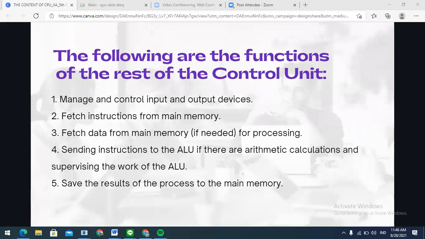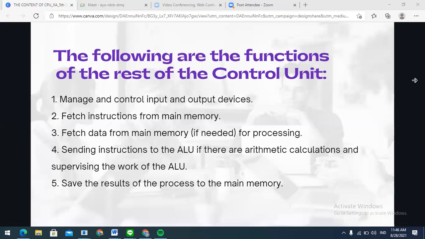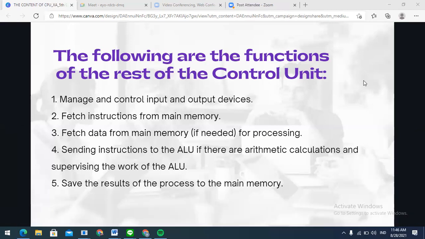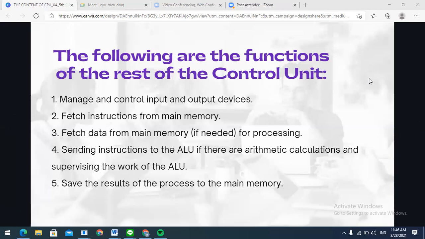The following are the functions of the control unit. 1. Manage and control input and output devices. 2. Fetch instructions from main memory. 3. Fetch data from main memory if needed for processing. 4. Send instructions to the ALU if there are arithmetic calculations, and supervise the work of the ALU. 5. Save the results of the process to the main memory.